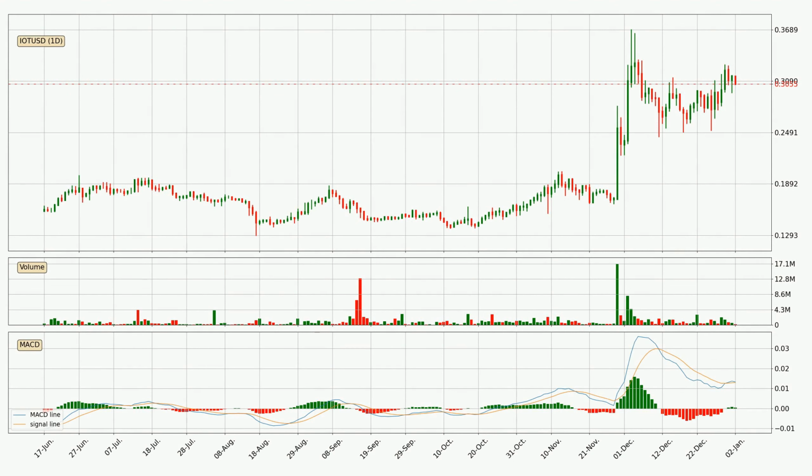Jumping to the daily MACD, seeing as the MACD line is above the signal line, the trend is currently on the up. The MACD histogram shows that the momentum is currently indecisive, so consolidation for some time or shifting the momentum could be expected, and you should wait to see if the MACD line will cross the signal line, which will be bearish.